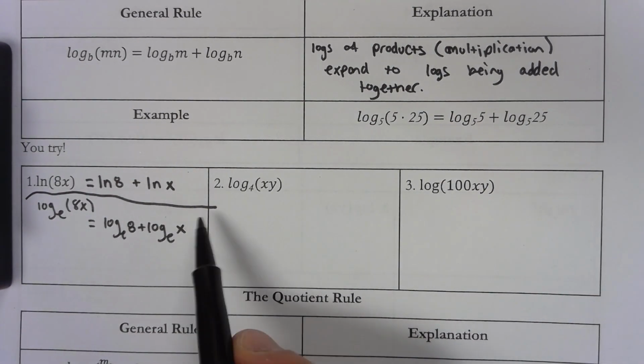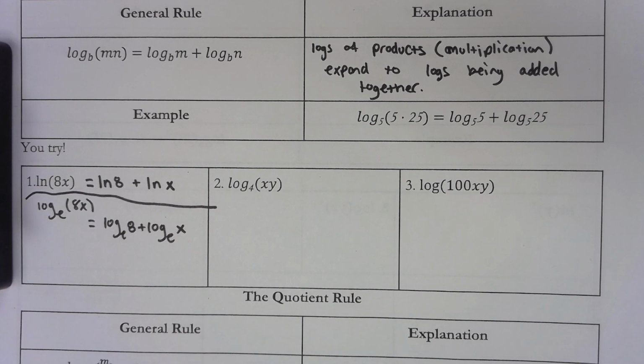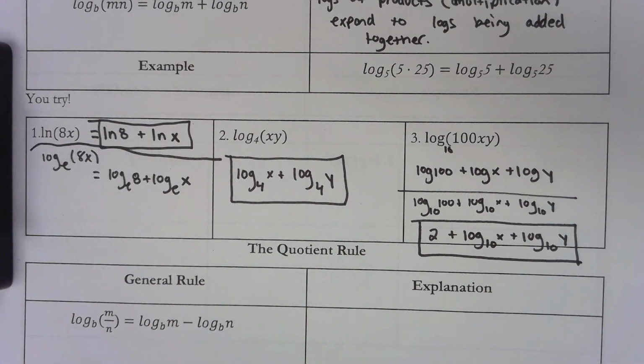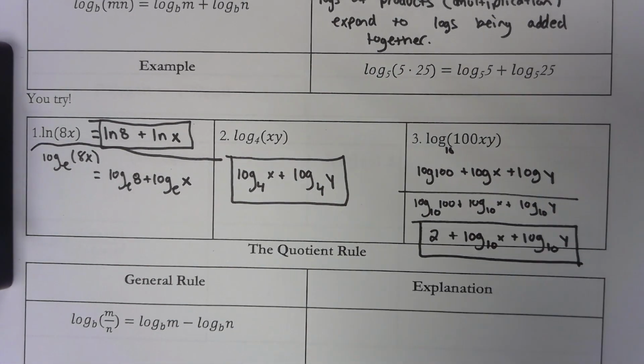All right, I'm going to have you all do 2 and 3. Just expand them out. See if there's any places where you could evaluate. This should be like a 1-minute deal. All right. Let's see how we did here.